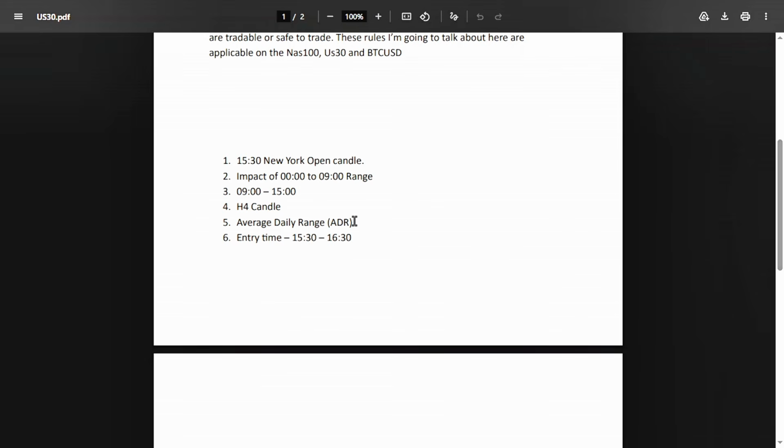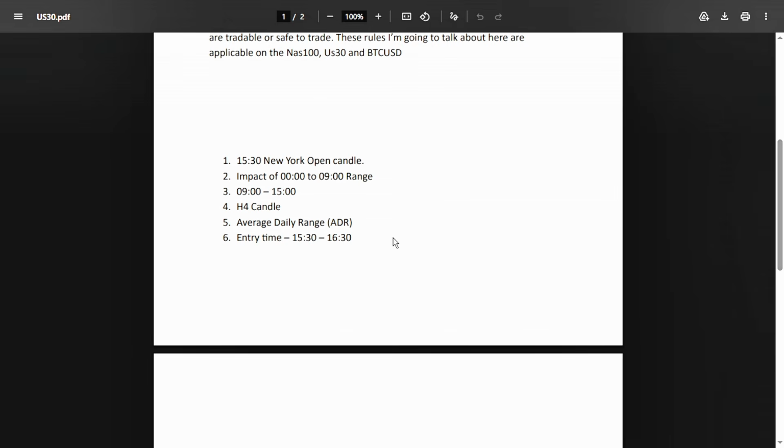Because if the ADR, average daily range, has been achieved or reached, it becomes difficult for the market to push through to continue in the direction. But what the market does instead is just get exhausted, meaning it consolidates, or simply reverses back down from there. So it's so important.